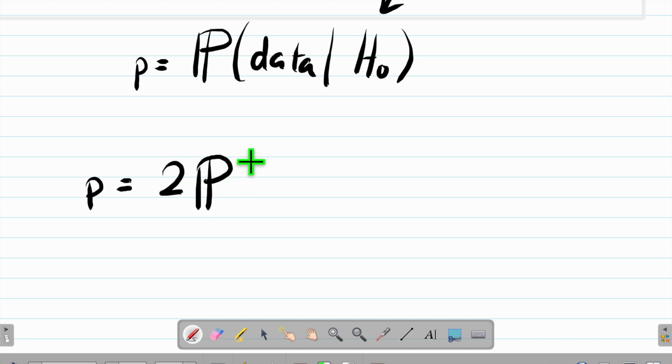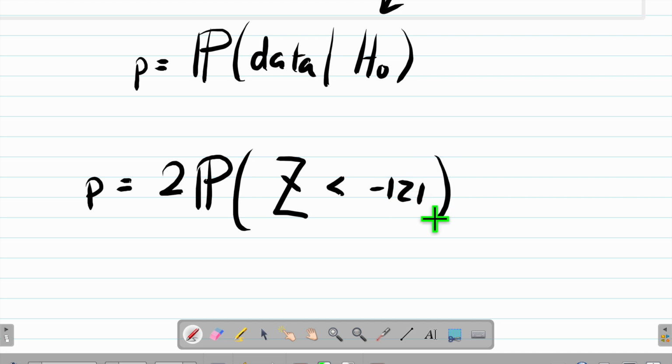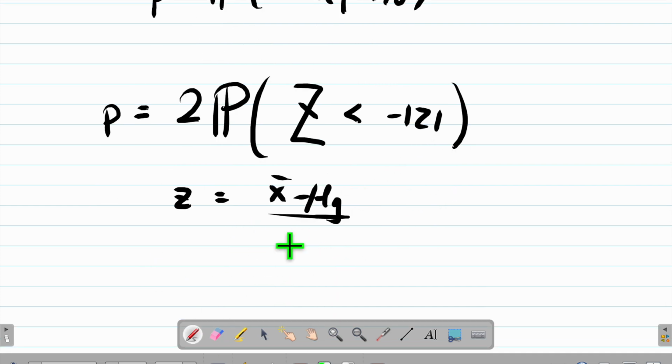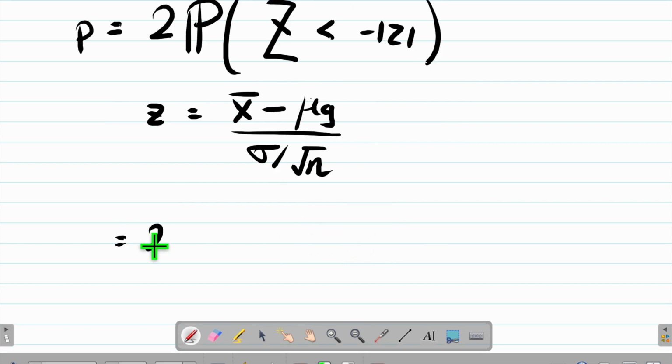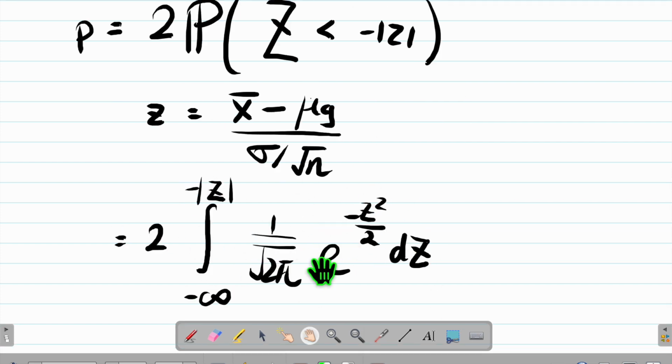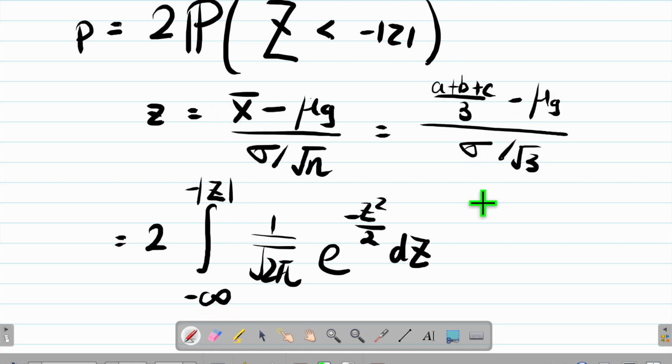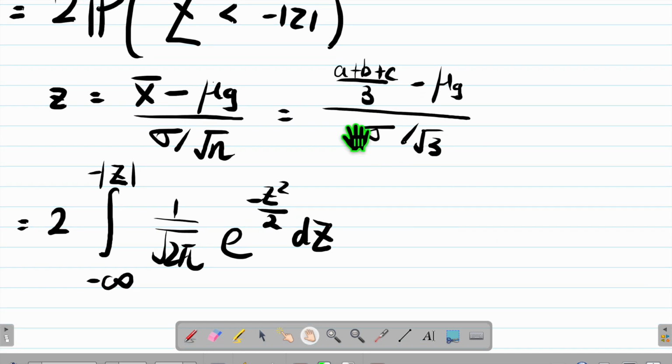The formula is 2 times the probability that a standard z variable is smaller than small z, where small z is x bar minus mu g divided by sigma over square root of n. This is basically the same as this integral: you calculate the standard Gaussian integral with 0 mean and sigma 1, integrating from negative infinity to this z value. Here x bar and sigma are the values we obtain from the data. So this will be the formula.